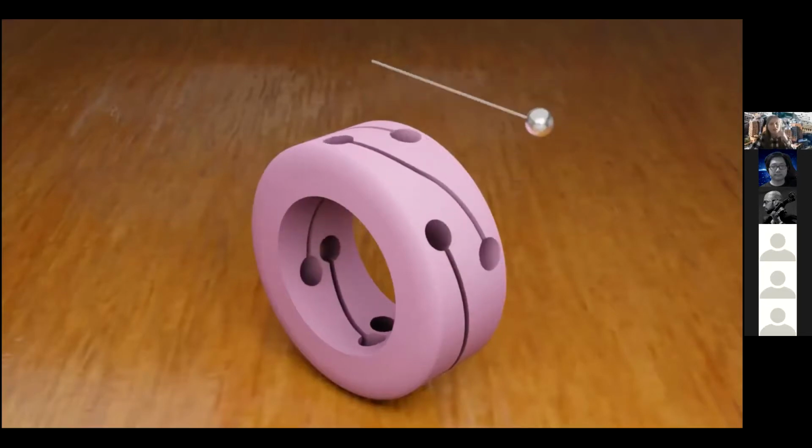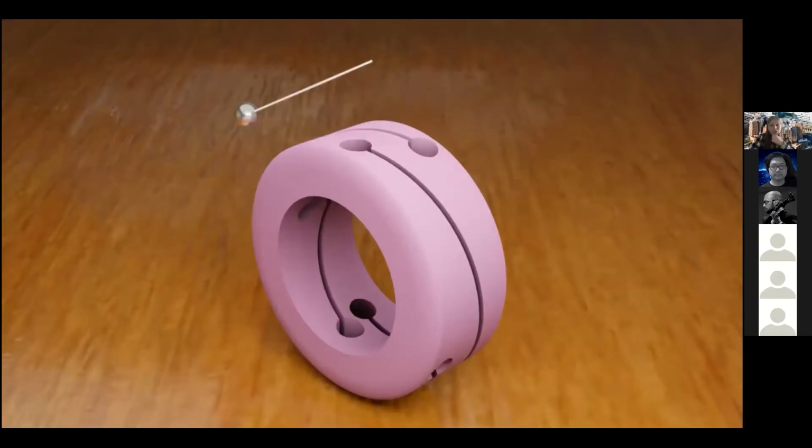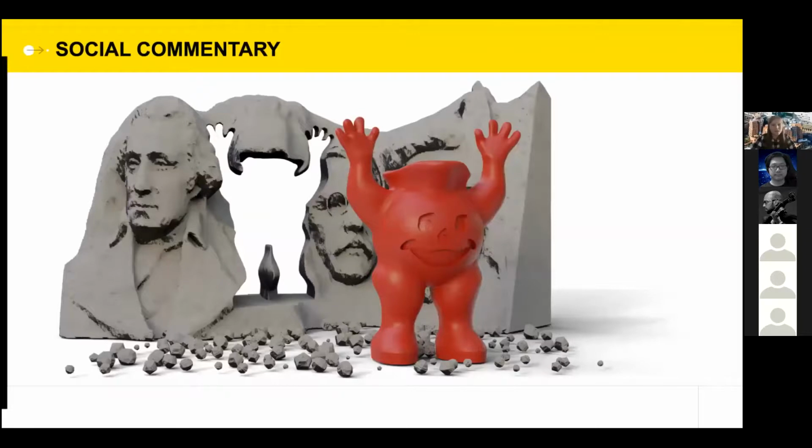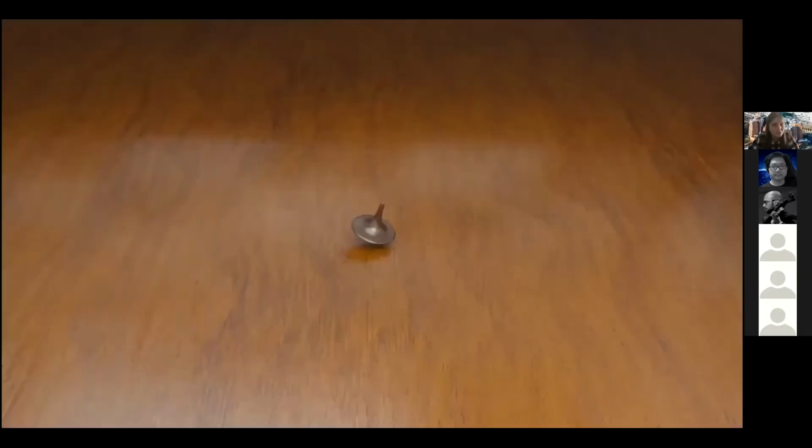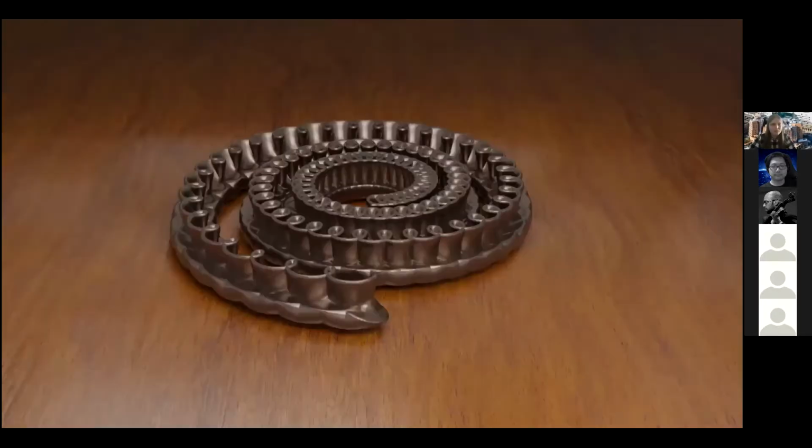Now, our algorithm can even be used to do social commentary about the effects of capitalism. This is my first time giving a talk about this in the US, so I had to include this one. And even to check if we're dreaming or not, by spinning a spinning top and computing its swept volume.